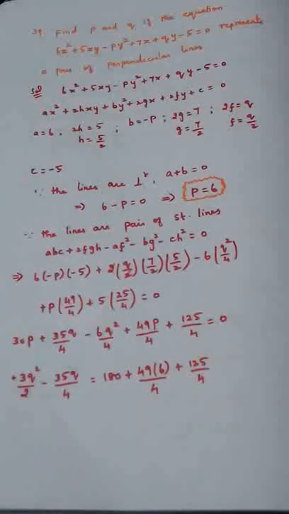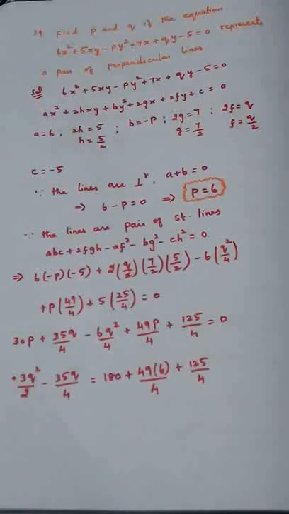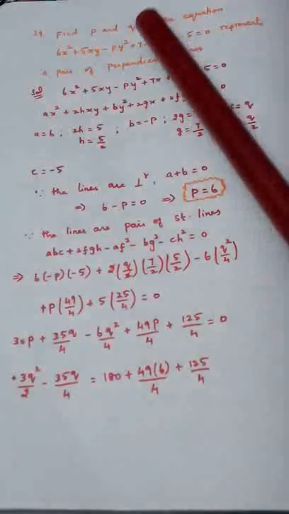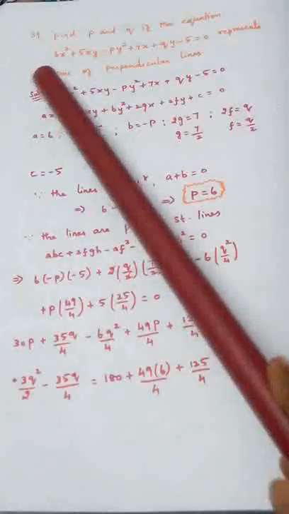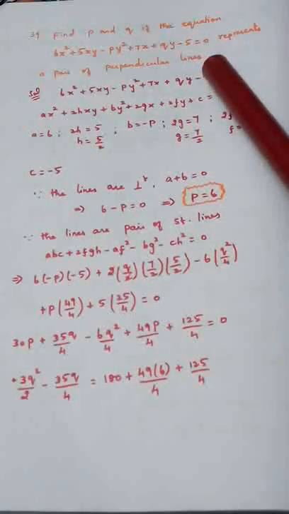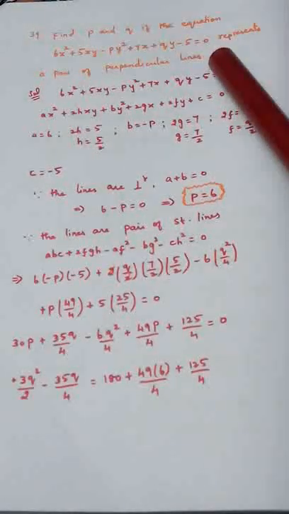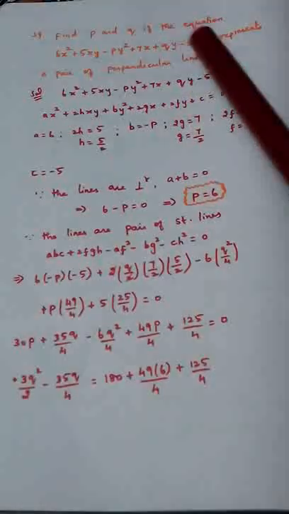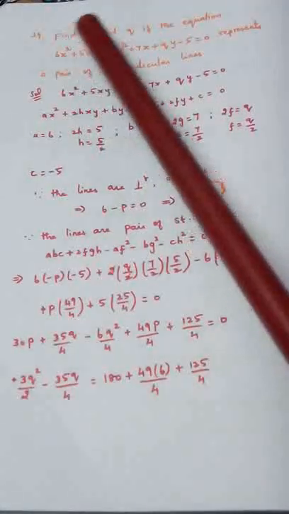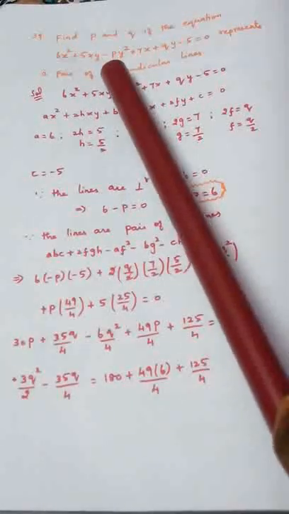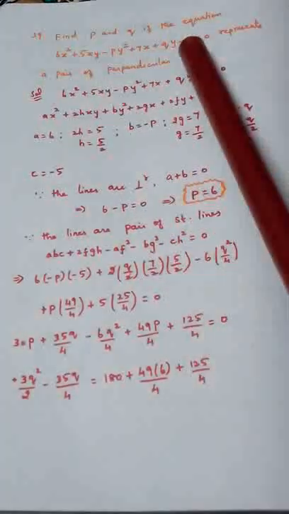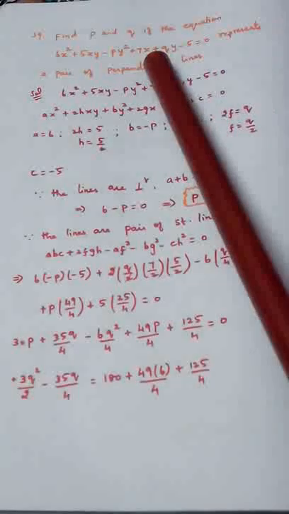Problem number 39. Find p and q if the given equation represents a pair of perpendicular lines, and they themselves have given that this represents a pair of perpendicular lines. We need to find two values, p value and q value, where p lies in the y square coefficient, and q is the coefficient of y.